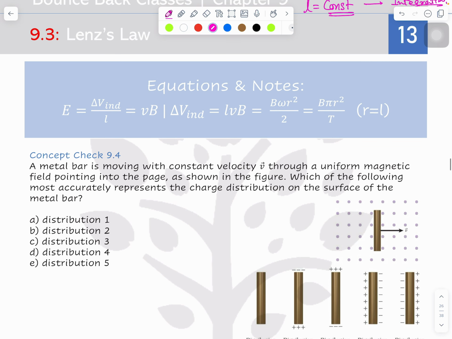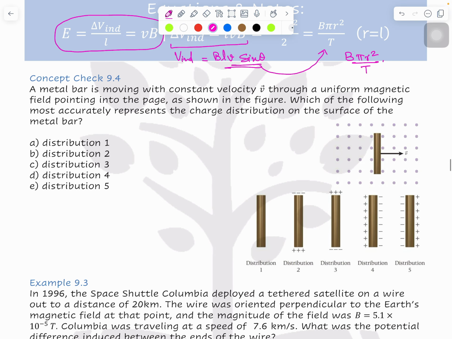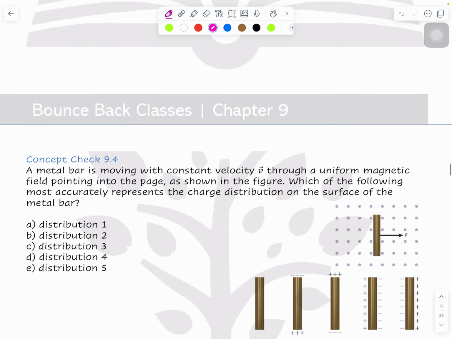Now, time for the numericals. In this, we have a few numericals. I just want to inform you that you understand this equation: E equals V induced divided by L, or VB. This is the equation we are going to use again and again. V induced, you can use LVB or BLV, and if there is an angle, sine of theta. If you use the integration, you will get B times pi r square divided by T. But this we can solve, and I can show you how to solve these types of numericals. Fine. Now on this page we have two numericals. I already separated them one by one.